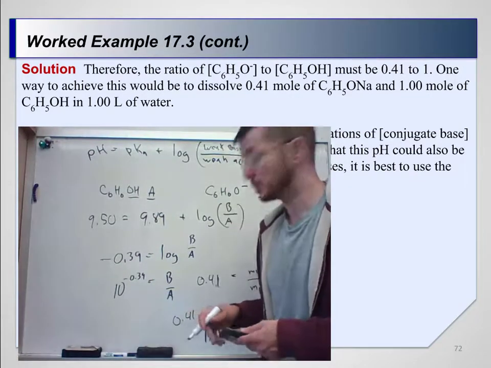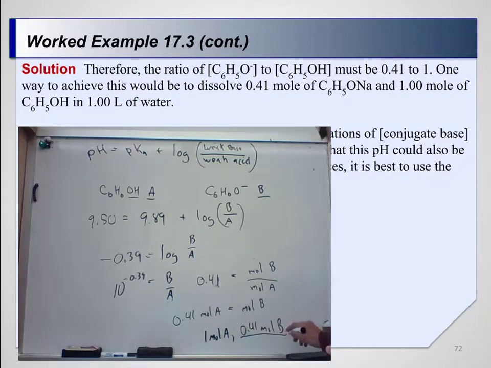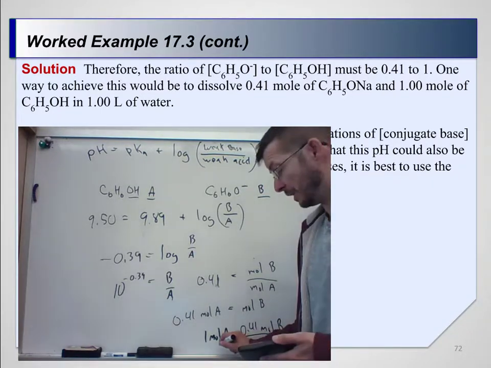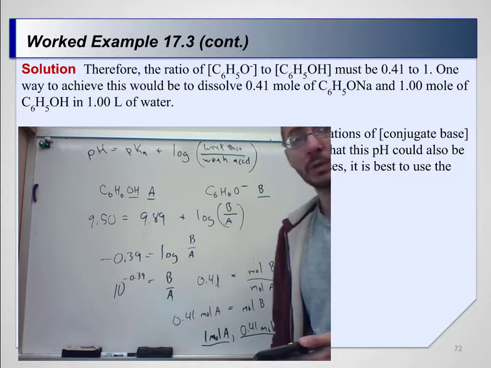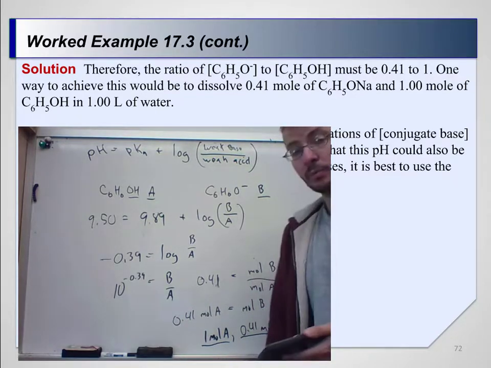And so one of the simplest ways to do this is you dissolve 0.41 moles of the base in 1 liter of water, and you dissolve 1 mole of the acid in 1 liter of water, and you have the ratio.